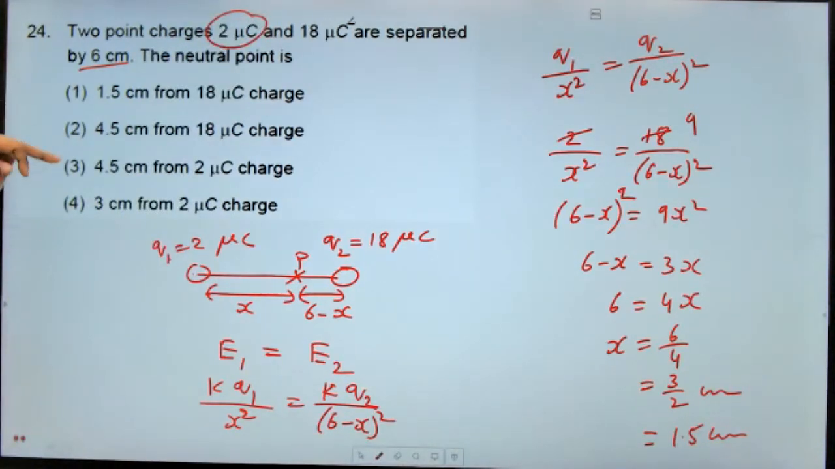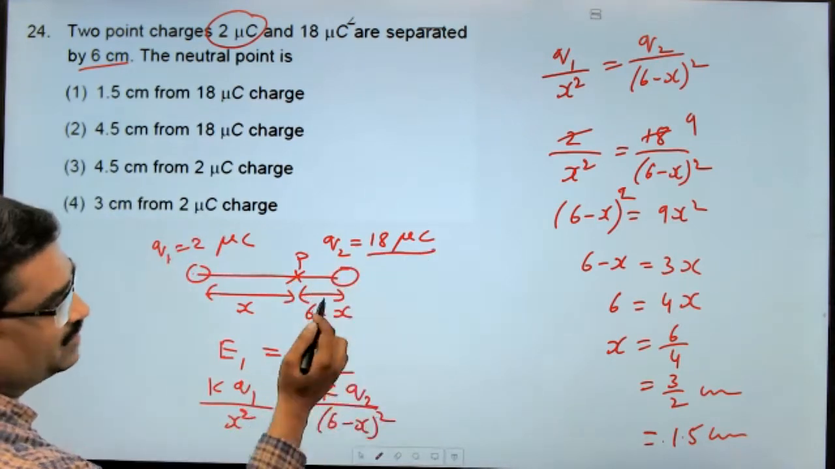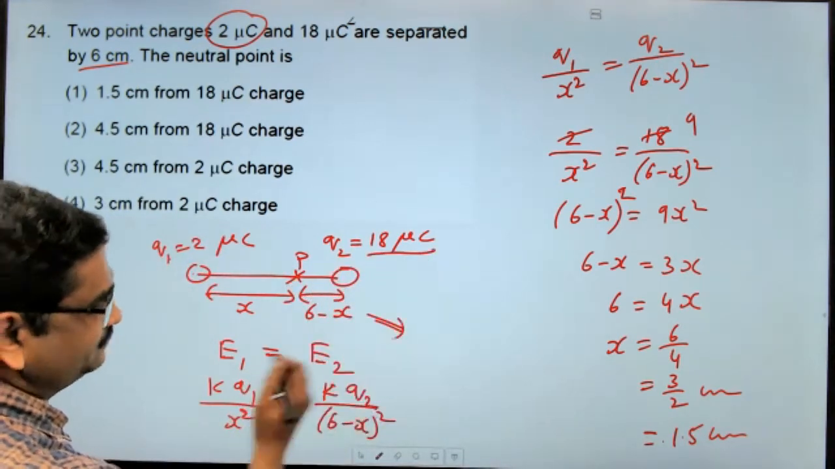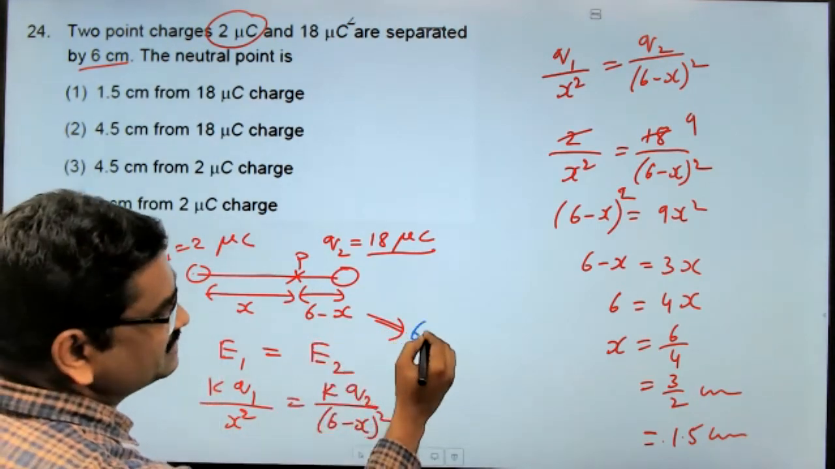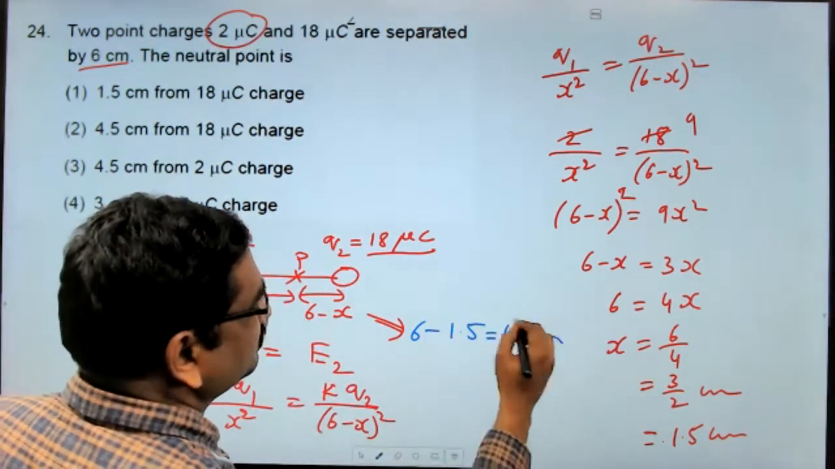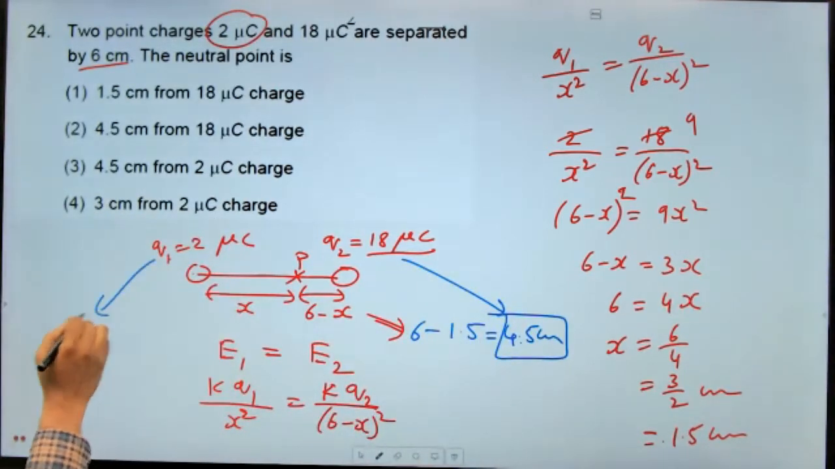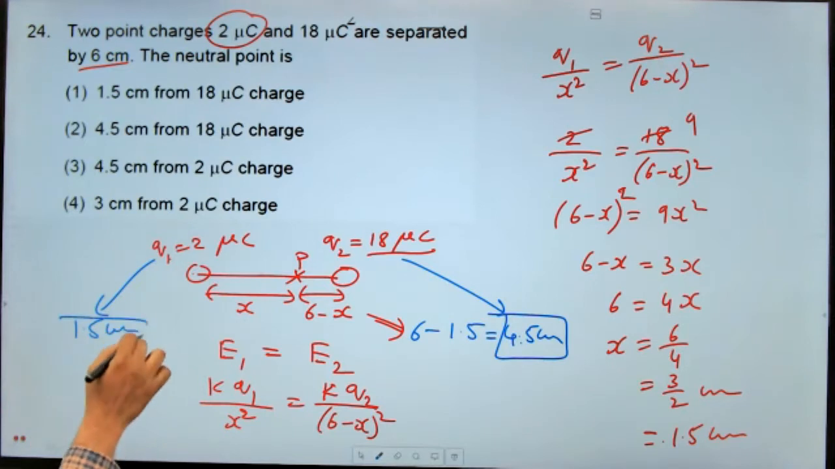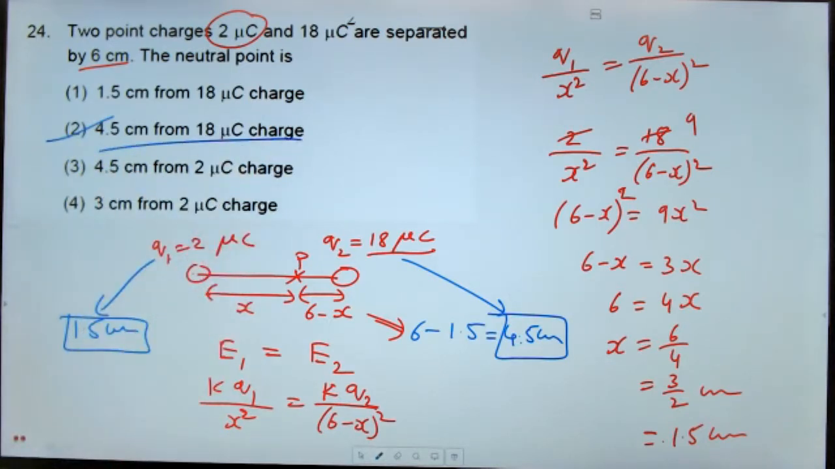Is that option there? No. So go with the other one. If it is 1.5, now from 18 microcoulomb, how much is the distance? 6 minus x, that means 6 minus 1.5. How much is it? 4.5 centimeter. So either 4.5 centimeter from this charge or 1.5 centimeter from this charge. You have to take either option. So which option is there? 4.5 centimeter from 18 microcoulomb charge is there. So go with that option.